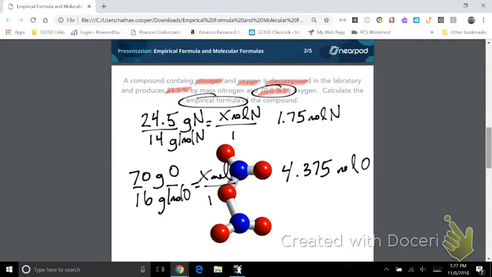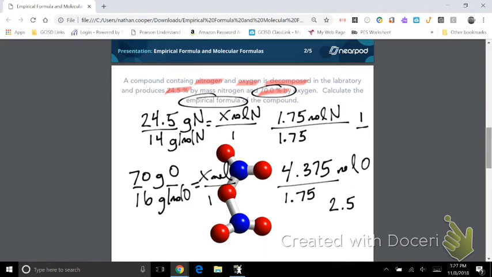Next step, second step: once I change grams to moles, I look at my moles and I divide by the smallest mole, which would give me 1 for nitrogen. I divide oxygen's moles by the smallest mole, but this time I get an answer that is not easily rounded up or down to the next whole number, because 4.375 divided by 1.75 gets me 2.5. Again, empirical formulas have no decimals.